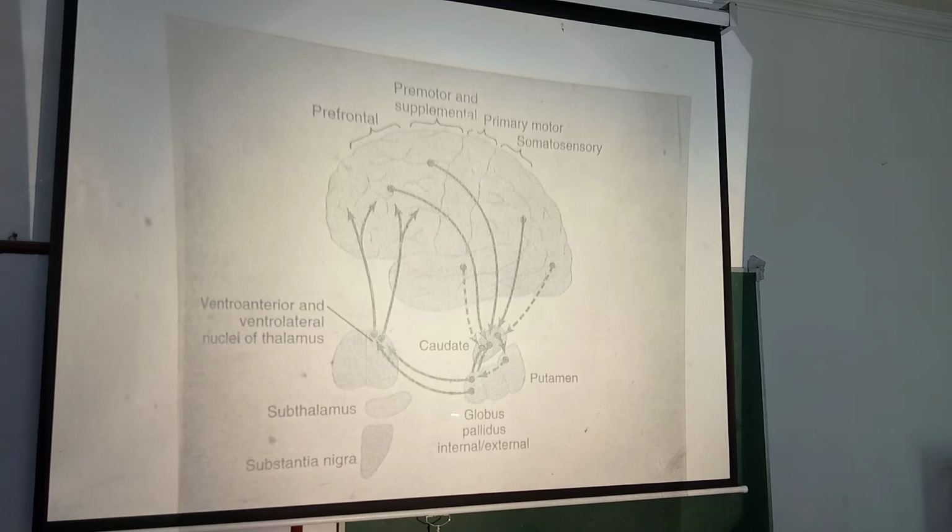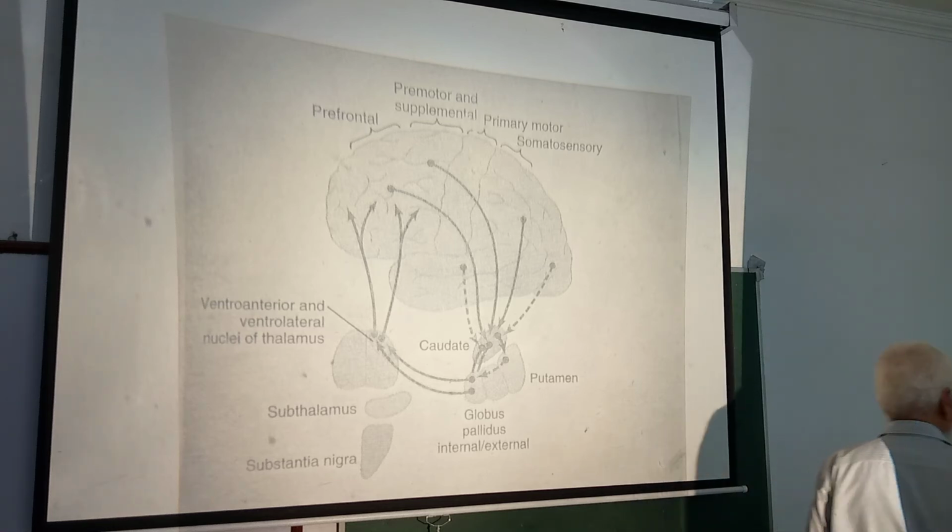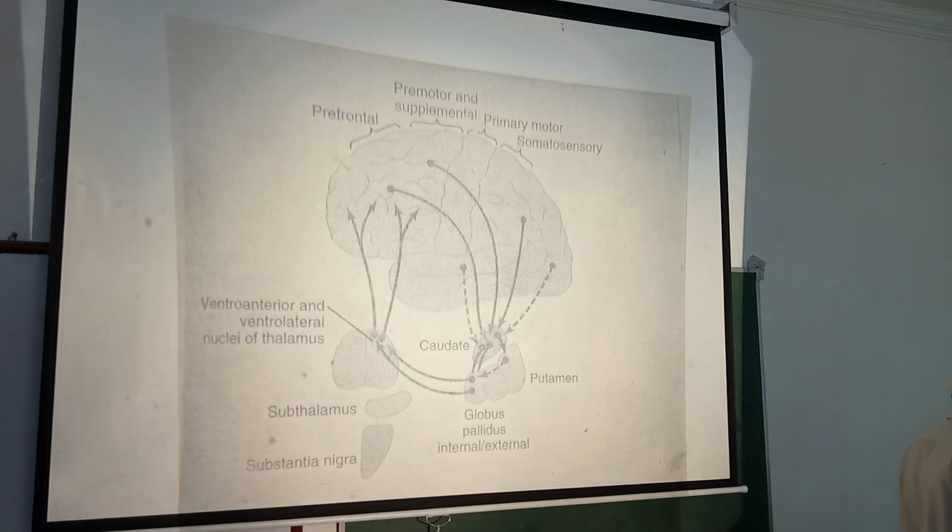One thing you must know is that in the caudate circuit, there is no connection with the primary motor area. There is connection with the prefrontal cortex, premotor, and supplementary motor area, but no connection with the primary motor area. Right? So this was about the circuits or connections of the basal ganglia.